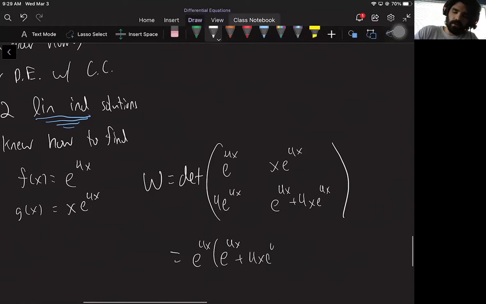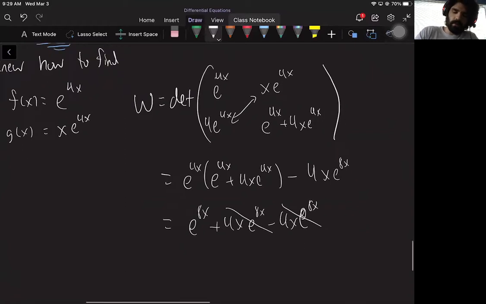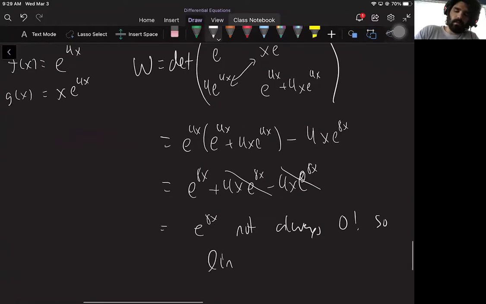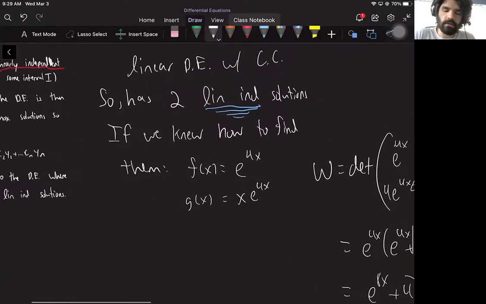And then subtract, and make sure it's not always 0. So I added the powers because the bases were the same when I multiplied here. And that's what happened after the minus. So then I think I'm going to get some nice cancellation. Yes, I am. These will cancel. So I just get e to the 8x. Is this always 0? No. So yes, they are linearly independent. Okay, so yes, I have two linearly independent solutions to this differential equation.